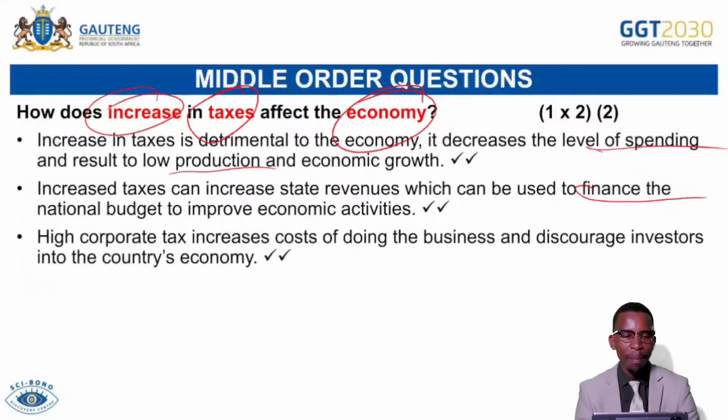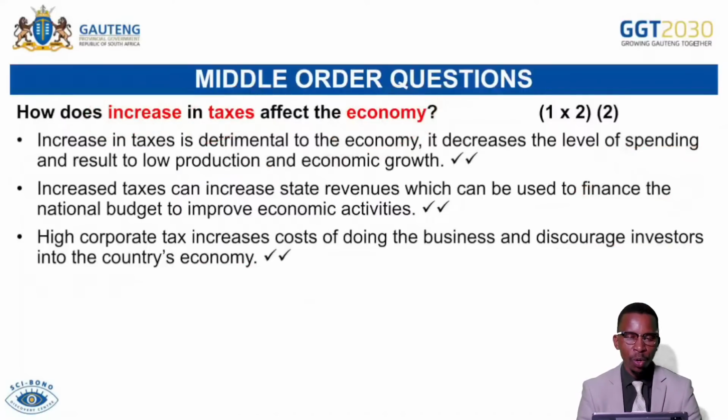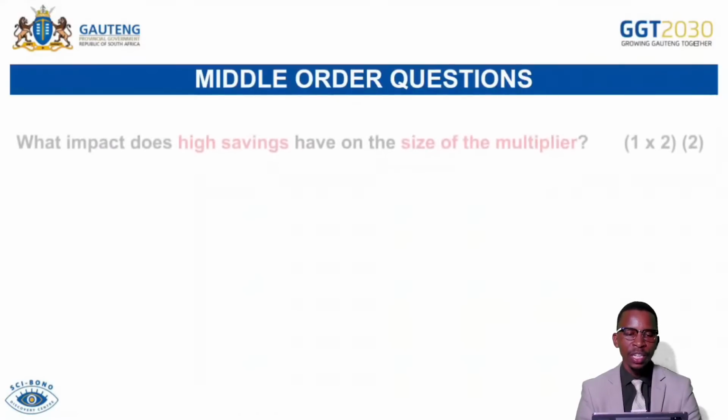High corporate tax or company tax increases the cost of doing business and discourages investors into the country's economy. If ever tax is too high, businesses find it difficult to operate because it increases the cost of doing business. Then they will withdraw. So that will be bad for the economy. Then we continue. Let's check another question.